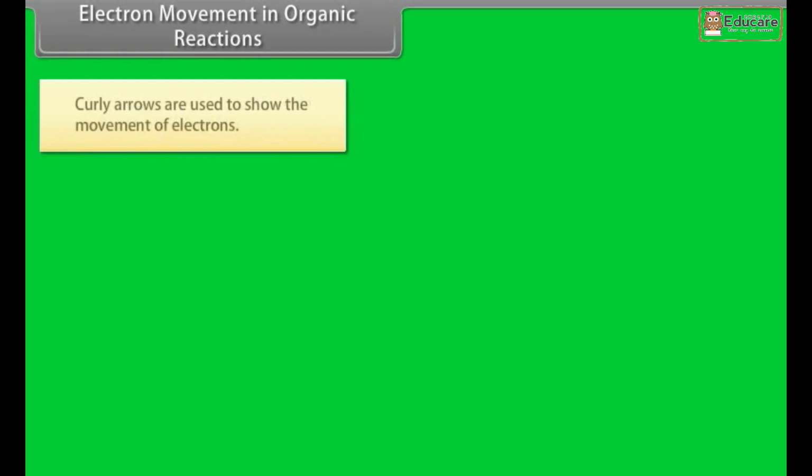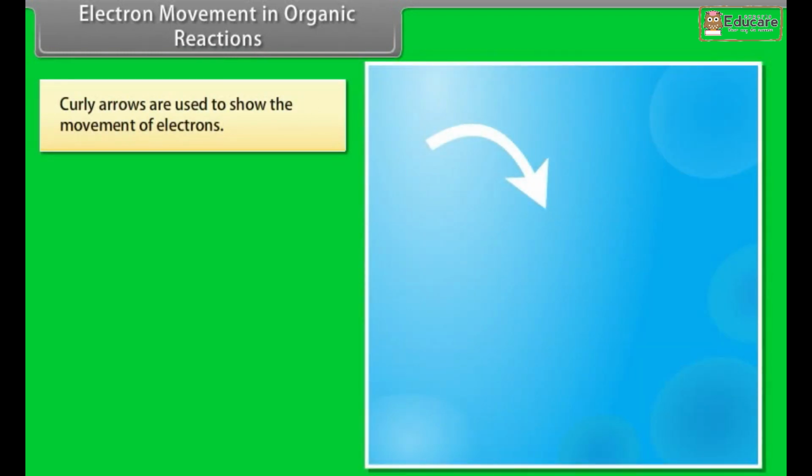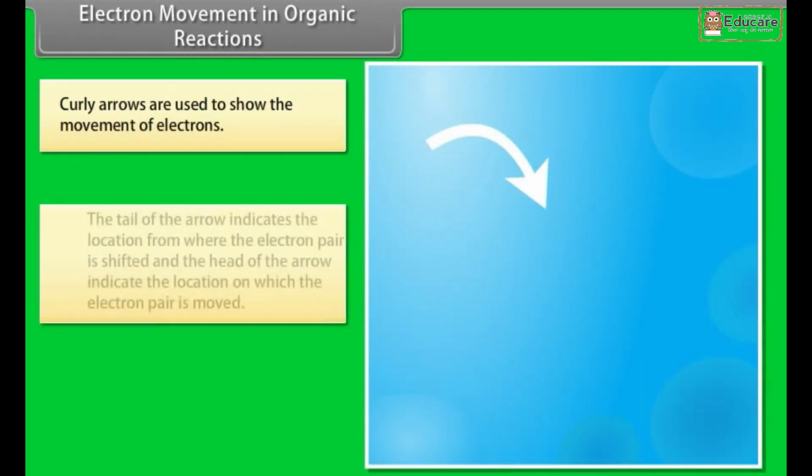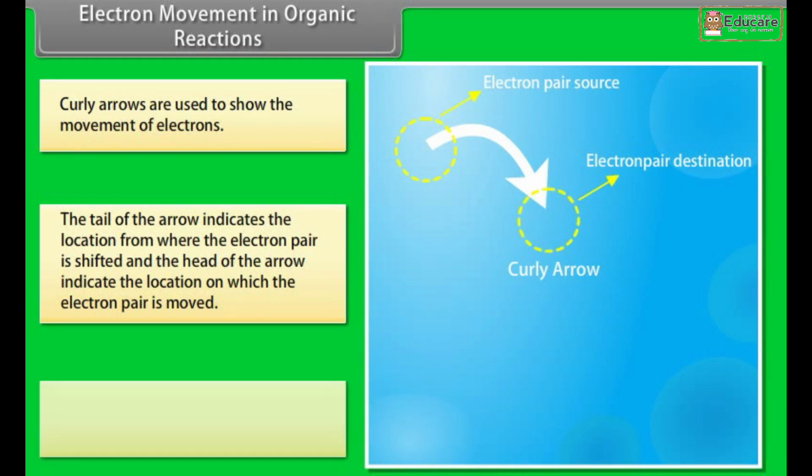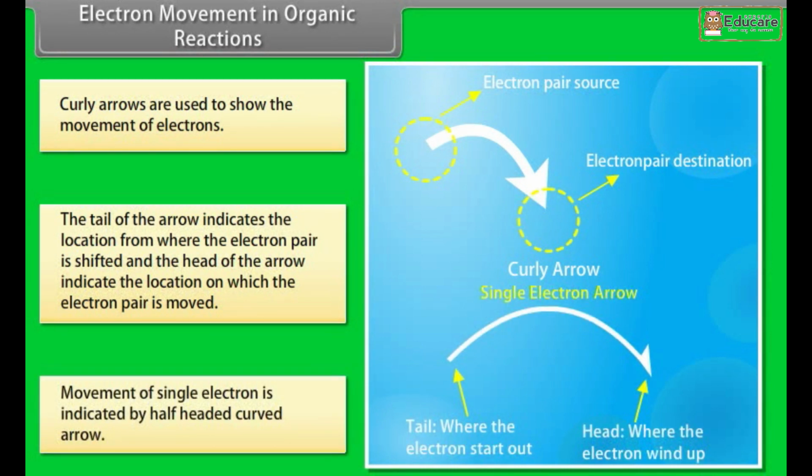Electron movement in organic reactions. Curly arrows are used to show the movement of electrons. The tail of the arrow indicates the location from where the electron pair is shifted, and the head of the arrow indicates the location on which the electron pair is moved. Movement of single electron is indicated by half-headed curved arrow.